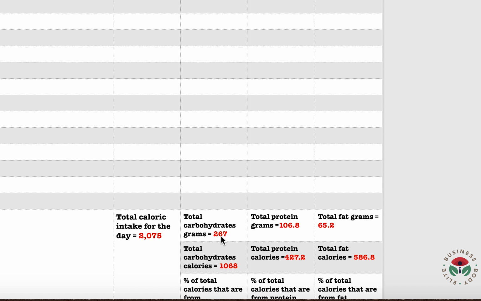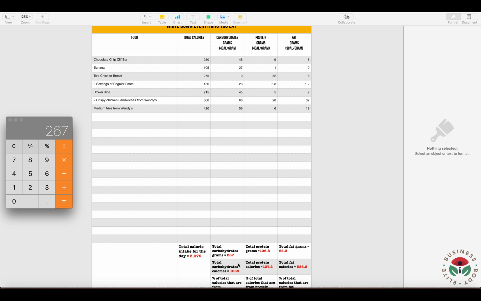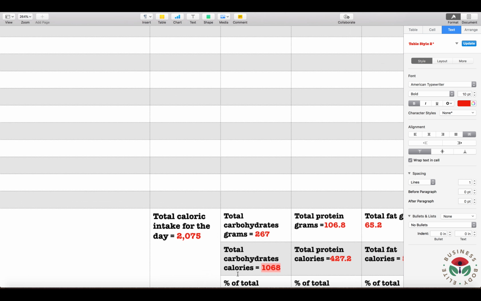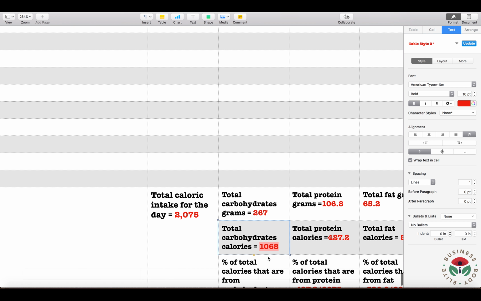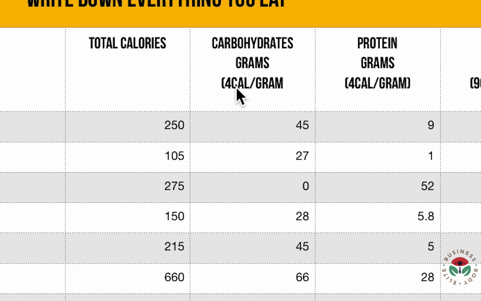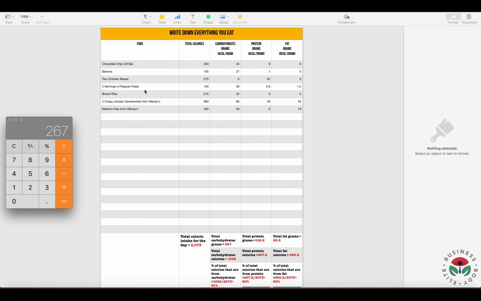Once you have identified the total amount of grams, you will now find the total amount of calories from carbohydrates. You will take the total, 267, and multiply it by 4. There are 4 calories per gram of carbohydrate. Once again, this is the further breakdown. You will take the total, 267, multiply it by 4, and you will arrive at your total. You will write that in the field below.